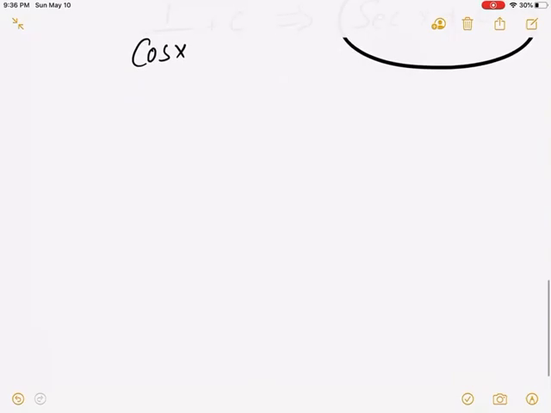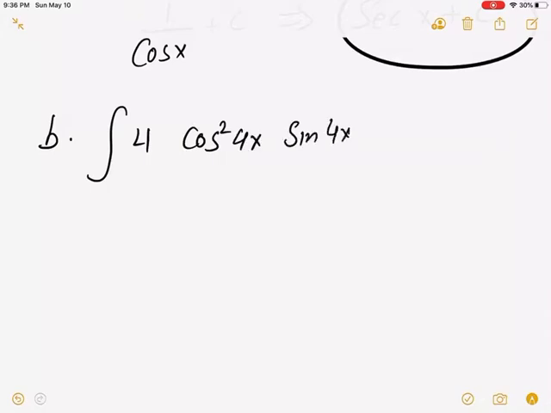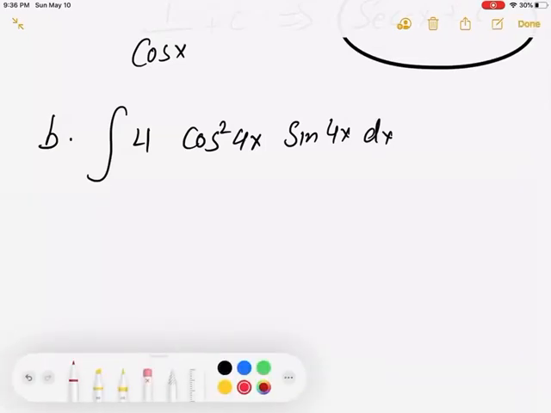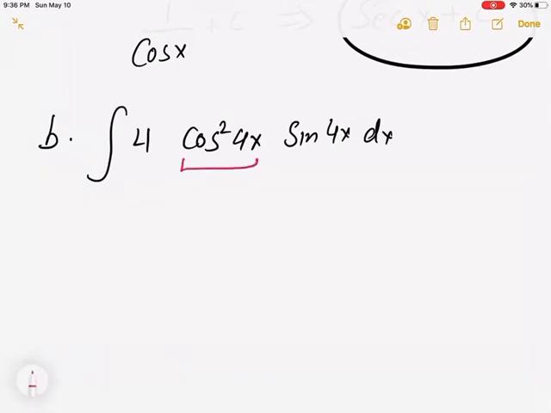Now let's look at part B. In part B, I have 4 cosine square 4x sine 4x dx. First thing, you need to simplify the function if it needs to be. Like this one here, what I see is cosine has a square, so I would rewrite this.